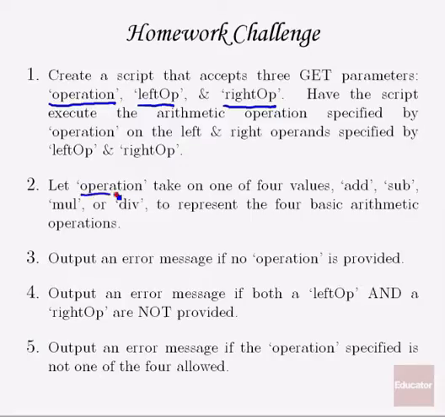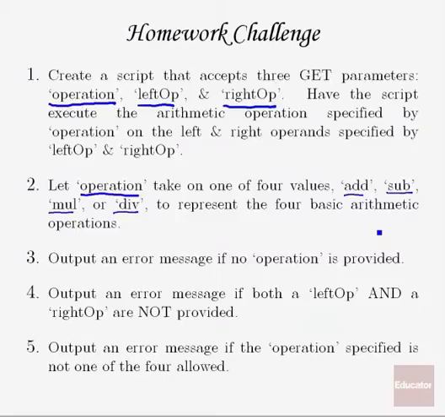We're going to let operation take on one of 4 different values. It can be add, subtract, multiply, or divide. And in this case we're using these abbreviated strings. And so what's going to happen is if it receives a left op and a right op variable from GET, and it receives an operation that's one of these 4 values, it's going to perform that operation on these values.